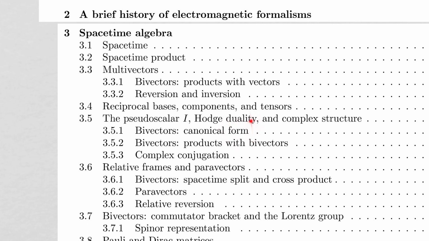But this word form does not have anything to do with one-forms, two-forms, and three-forms, the duals to one-vectors, two-vectors, and three-vectors from exterior calculus. This is just the canonical way of writing a bivector. Then they finally attack bivector products with bivectors.